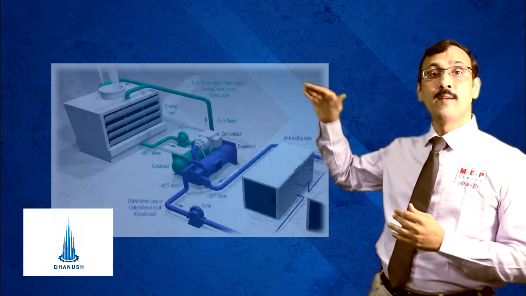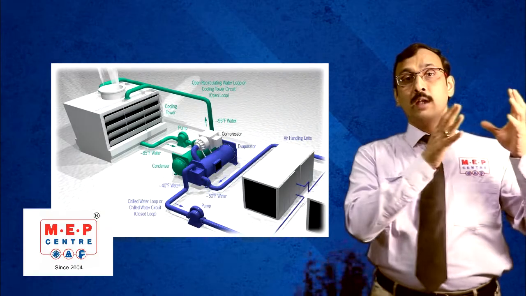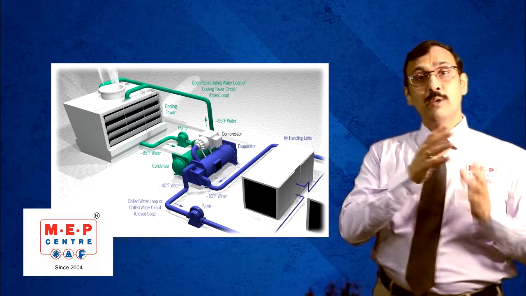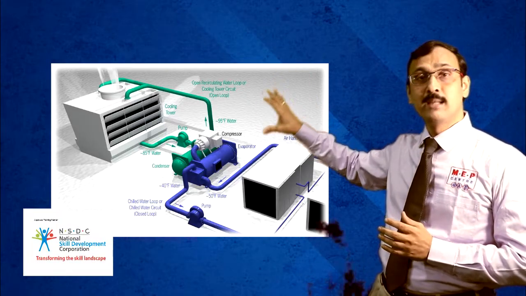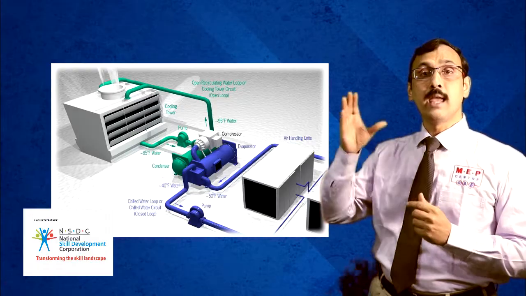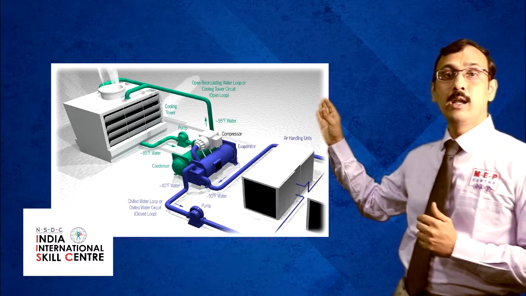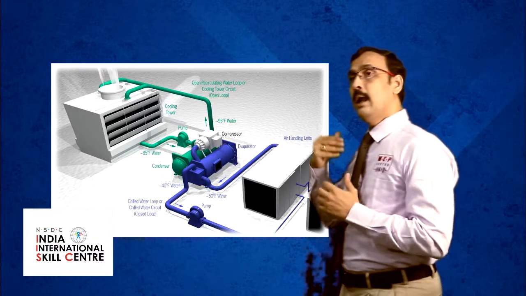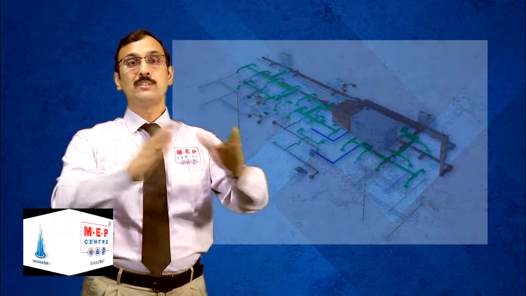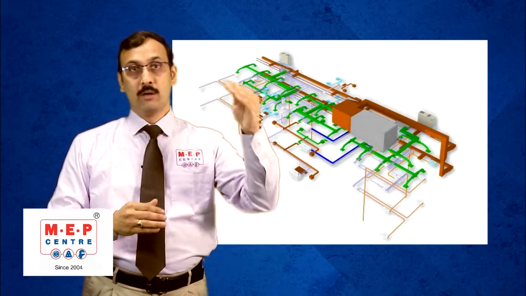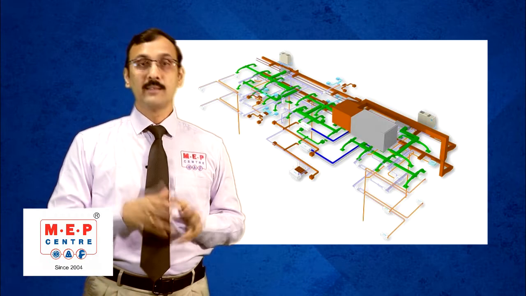What is the air distribution system? As we have told in the initial video, we have an air handling unit, and we also have a chiller. From the chiller, we get chilled water to the air handling unit. Heat transfer happens between the chilled water and the air passing through the air handling unit. Once the air handling unit has cooled the air, it is distributed into the space, different rooms or different floors as per the design.